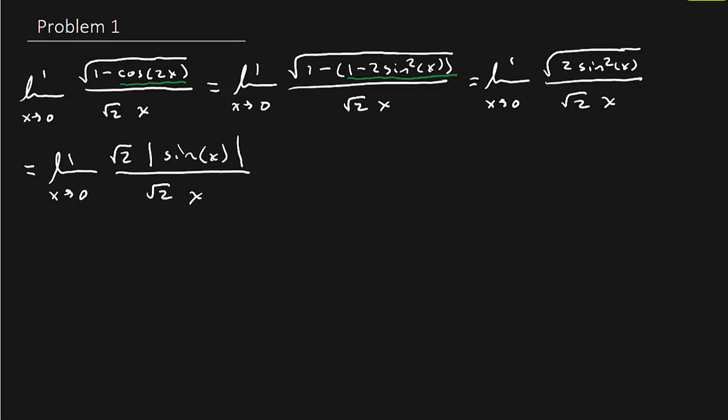All right, so why absolute value? Well, remember, whenever you're taking the square root of something, you have to get a positive answer. Well, there are times when sine can be negative. So we need to put it in absolute value so we ensure that we get a positive answer. And so now this is going to give us the limit as x goes to 0 of absolute value sine x over x. The square root of 2's cancel.